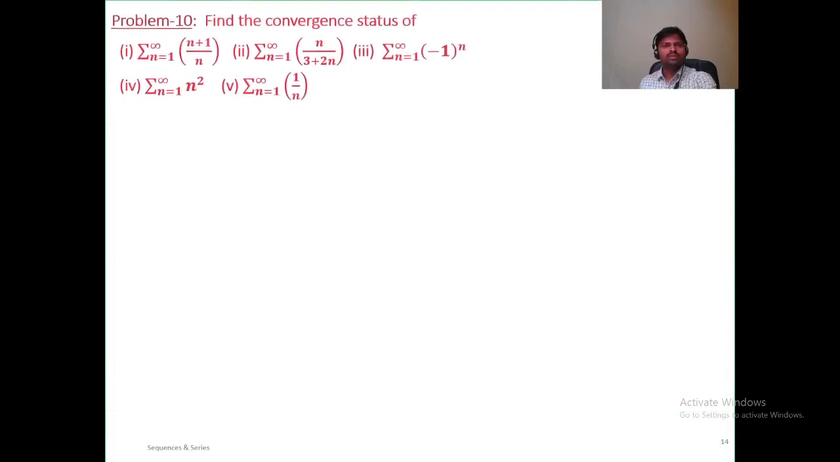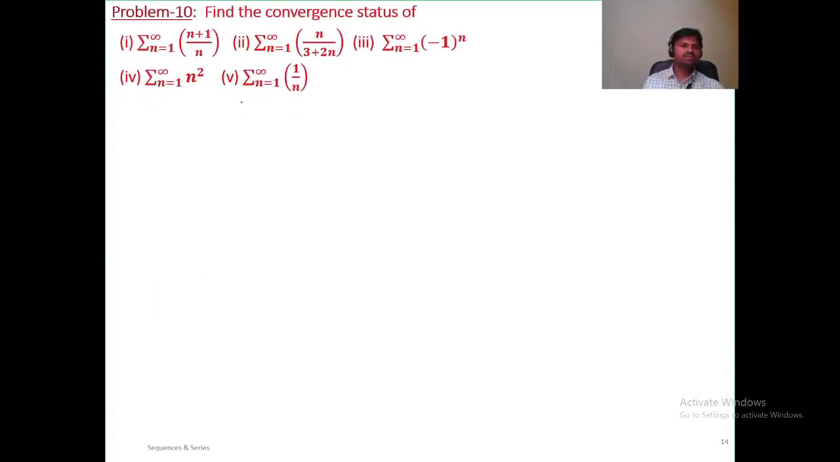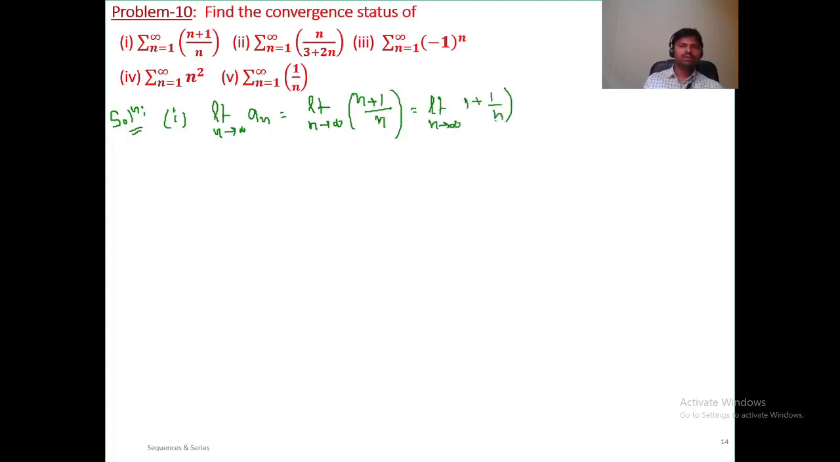Let's have similar problems depending on theorem number 3. Find the convergence status of these problems. Look at them one by one. Look at the first one. The limit as n tends to infinity of a_n, where a_n is (n plus 1) by n. Now what is this? This is the limit as n tends to infinity of 1 plus 1 by n, right? Separate it: n by n plus 1 by n. So this is nothing but 1. This is not equal to 0, right?